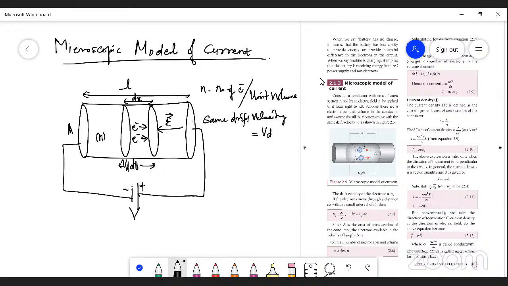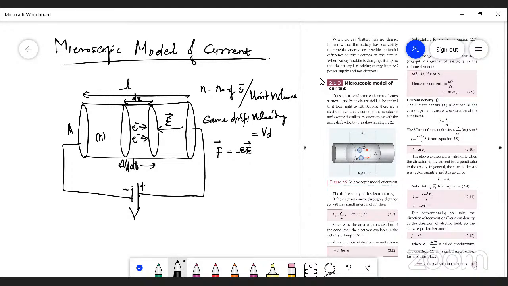So the field will be acting from right to left, and electrons will be moving from left to right. See this diagram. What is the direction in which the force acts? As you know from electrostatics, F vector equals minus e into E vector, which indicates that the force and the electric field act in opposite directions because of the negative sign. As electrons are negatively charged particles, the force and the electric field will be acting in opposite directions.